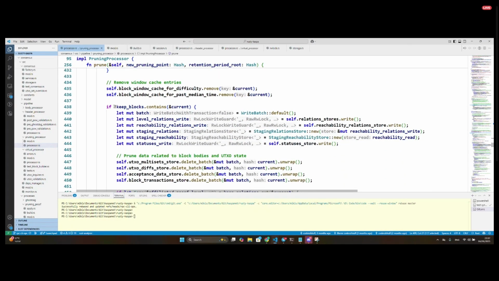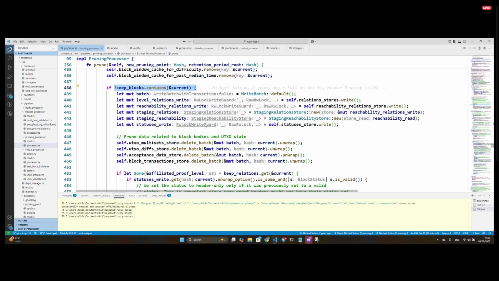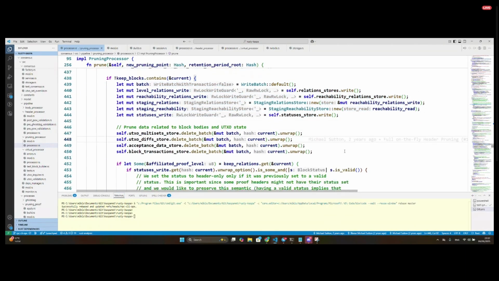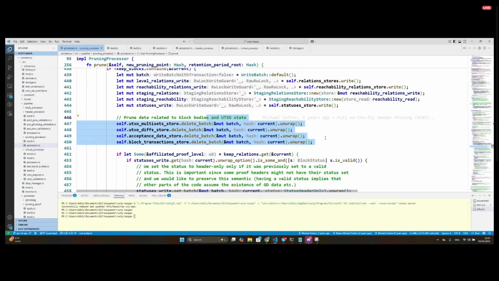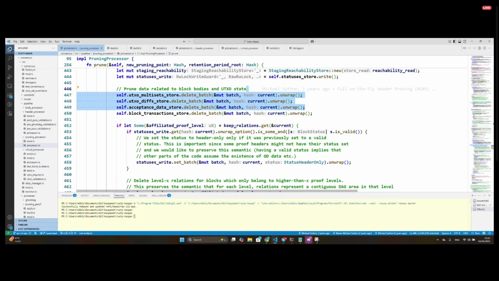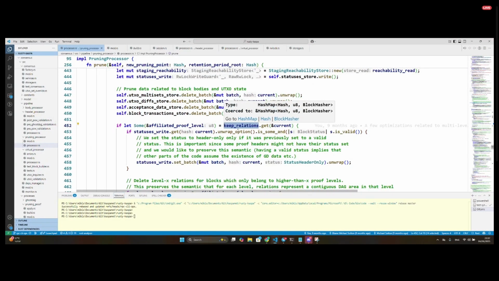Okay, so if we're keeping blocks, nothing to do. If we aren't keeping blocks, so we delete, we acquire a bunch of stores, and we first delete all the transaction data related stores. So the main one is the block itself, but also all the information related to UTXO diffs, acceptance data. This would only be filled for some of the blocks. So we prune data related to block body. That's the first. And then being in keep relations means we don't want to delete the relations.